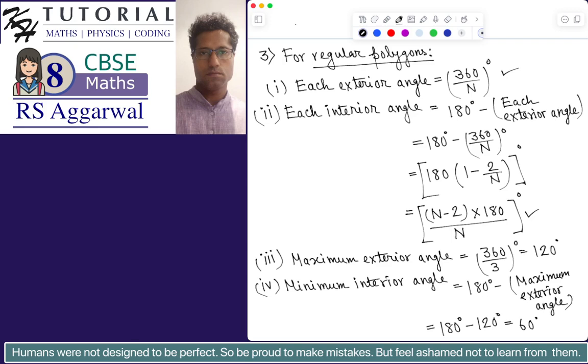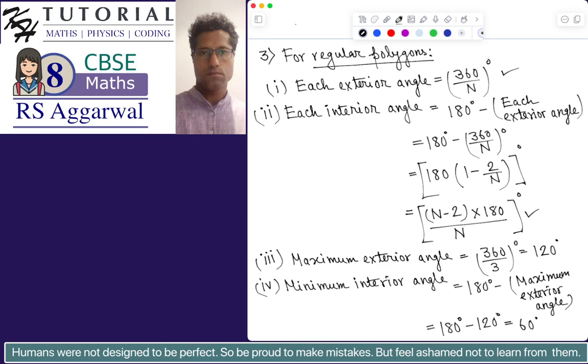So what will be the maximum exterior angle in a regular polygon? What will be the number of sides? We know that each exterior angle of a regular polygon is dependent on n, the number of sides, because its value is 360 divided by n. The value of each exterior angle of a regular polygon is 360 divided by n. It is dependent on n, the number of sides of the polygon.